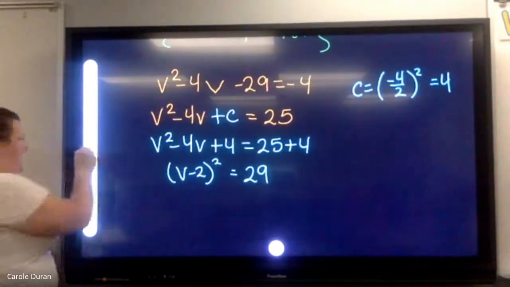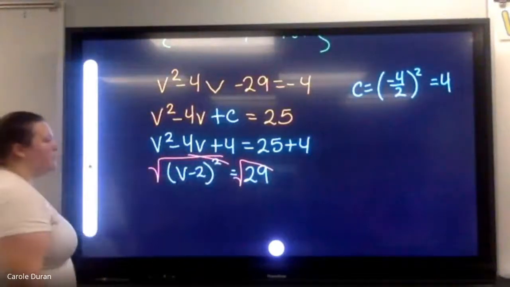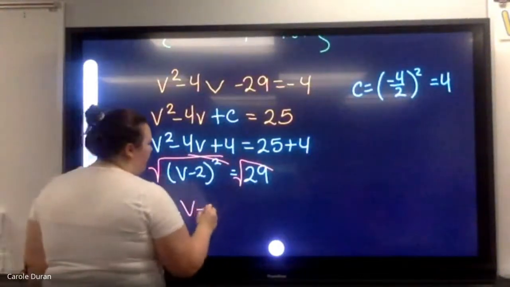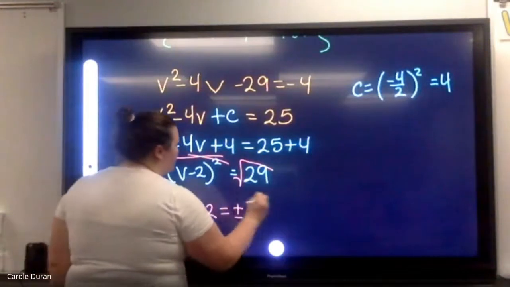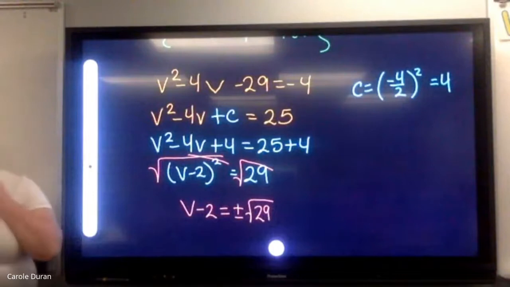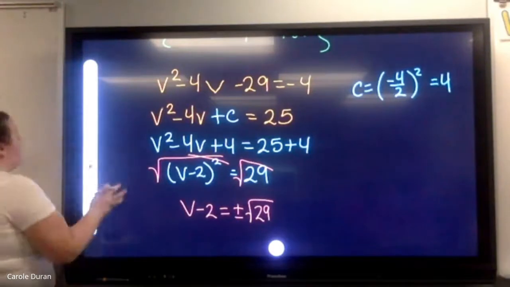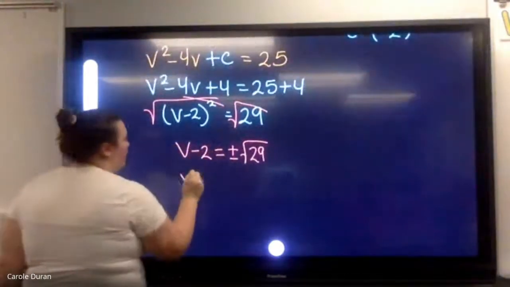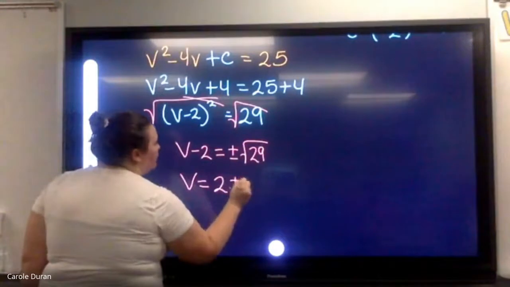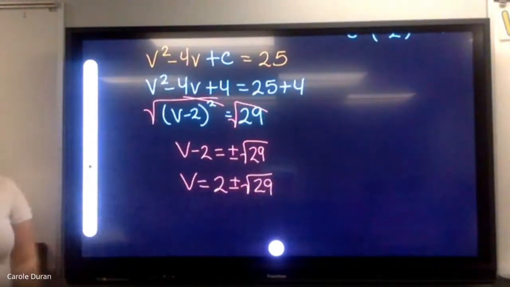Yep, square root both sides. A square and a square root cancel each other out, which leaves me with v minus 2 equals positive negative square root of 29. What perfect square can I take out of 29? Pretty sure it's a prime number. So it would stay square root of 29, and I would just add the 2 over, which leaves me with 2 plus or minus the square root of 29, and then you'd separate those and put them in the curly brackets.